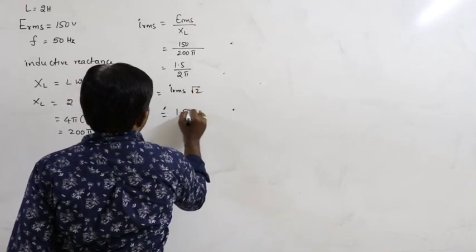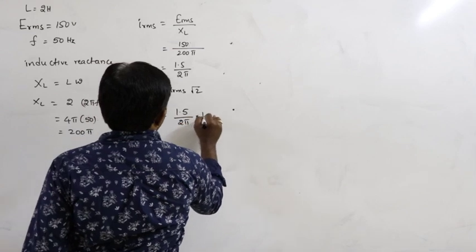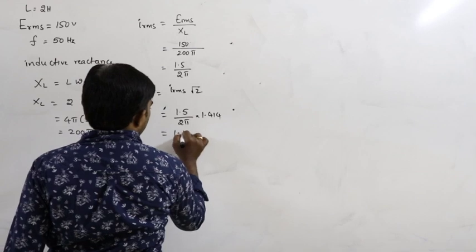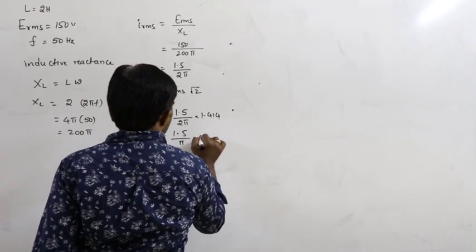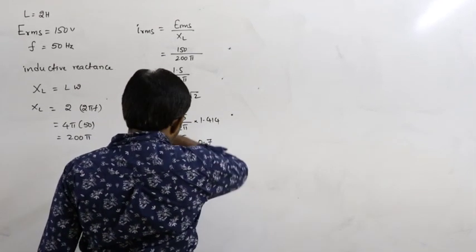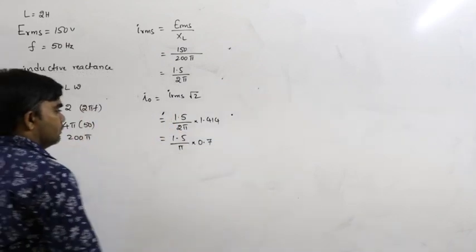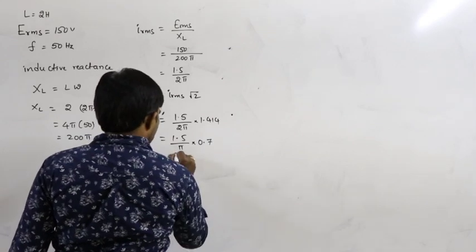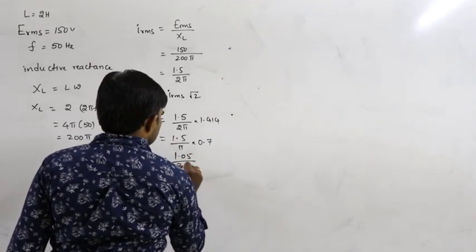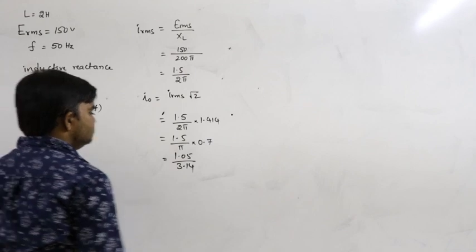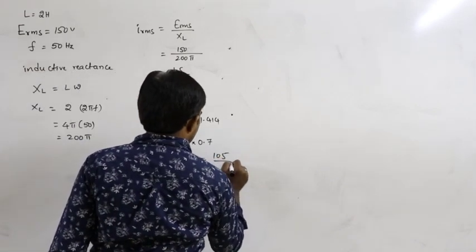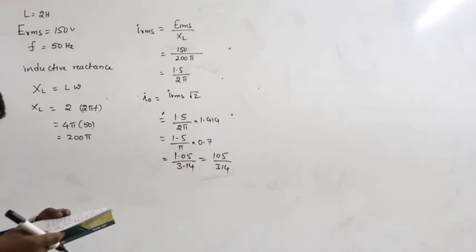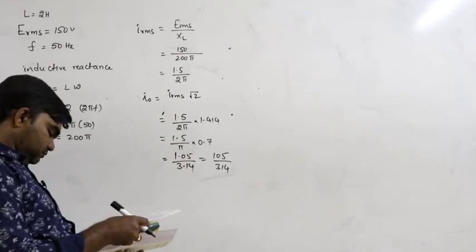So 1.5 divided by 2 pi into 1.414. So that is 1.5 by pi into 0.7 approximately. 1.05 divided by 3.14, that is 105 by 314. How much is the value? Approximately 0.339.